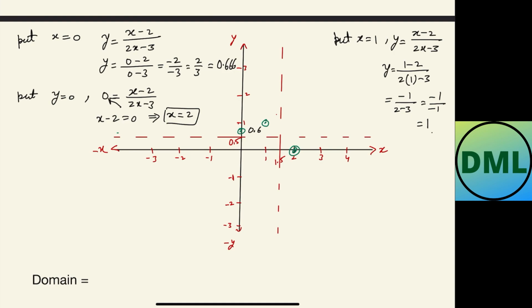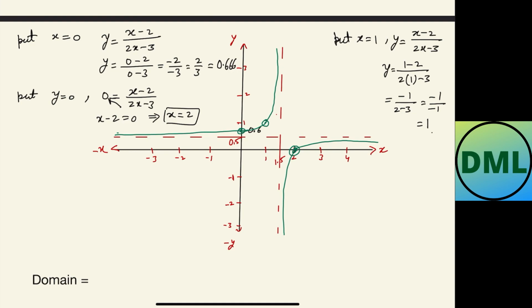If I plot my graph, it will go like this. It won't touch 0.5, so it is above that. It will pass through 2, it won't touch 0.5, and it will go here, it won't touch 1.5 also. This is my graph for my given function.